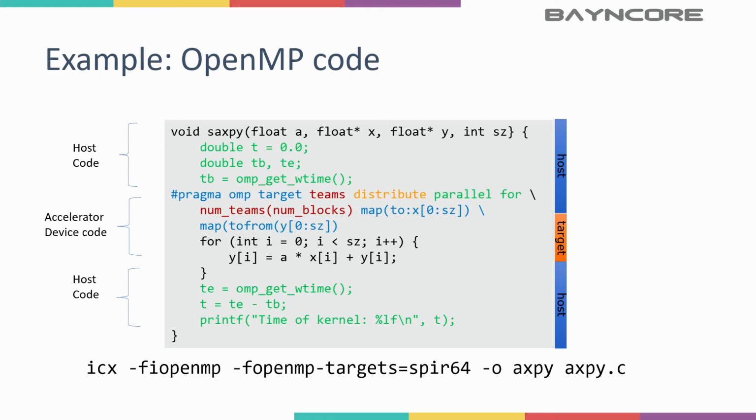The transfer of data is handled by the use of the map construct. The parallelism on the device is handled with the parallel for statement. In this example, the teams construct creates multiple threads on the device. Loop iterations are spread out amongst a team of threads using the distribute construct.